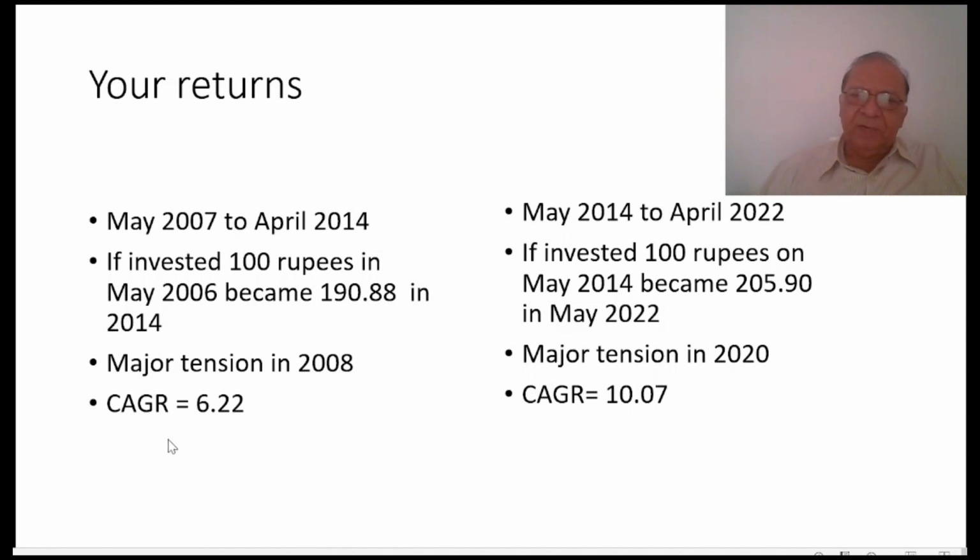Now we calculated the compounded annual growth rate for the 8 years taking yearly data. The yearly data shows before 2014, the compounded annual growth rate was 6.22. Compounded, just like your interest on interest, returns on returns. So this is 6.22. But after 2014, your investment has increased at 10.07%. So for investors, this was a happy period after 2014, despite the major tension of 2020. But here also there was a major tension of 2008, but the compounded growth rate was only 6.2%.